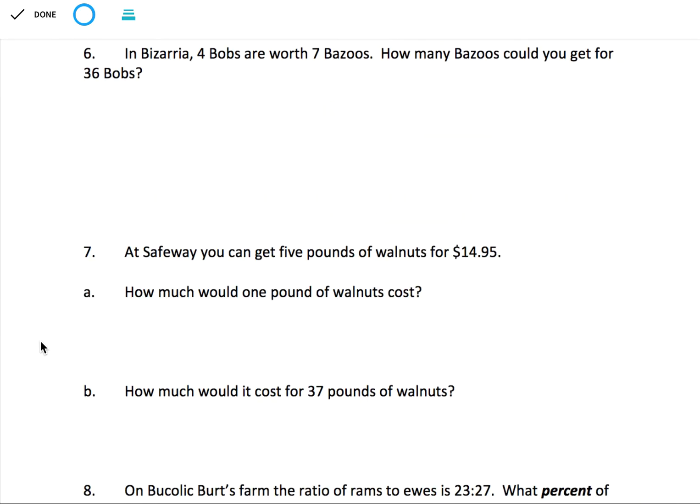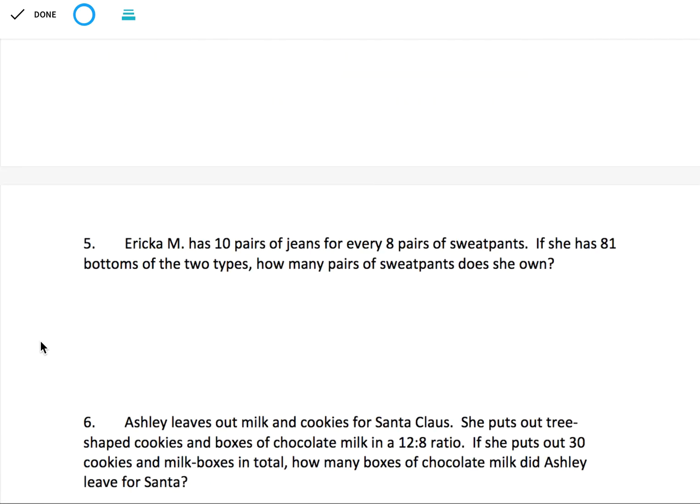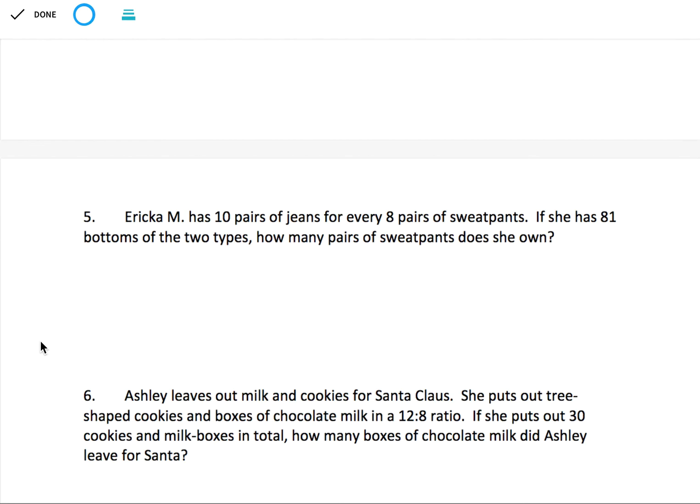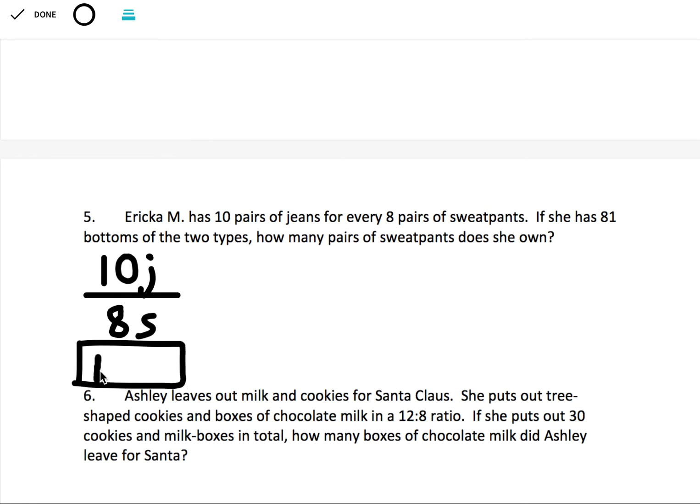Alright, let's take a look at this student-created problem here, number 5. This one we're going to use a method called back it up, stack it up. So Erica M has 10 pairs of jeans for every 8 pairs of sweatpants, right? So 10 jeans, 8 sweats, and that's 18 total. If she has 81 bottoms of the 2 types, so 81 total, how many pairs of sweatpants does she own?